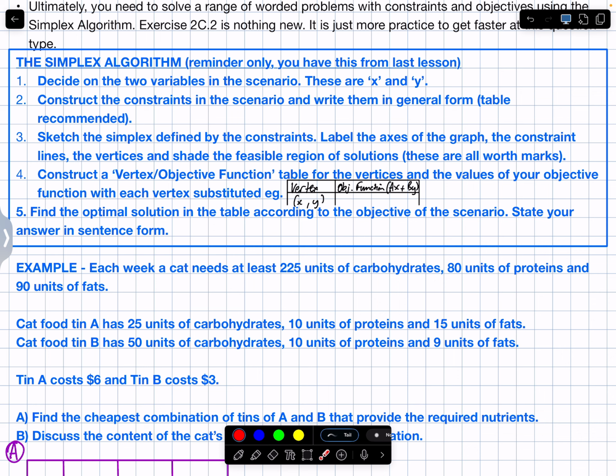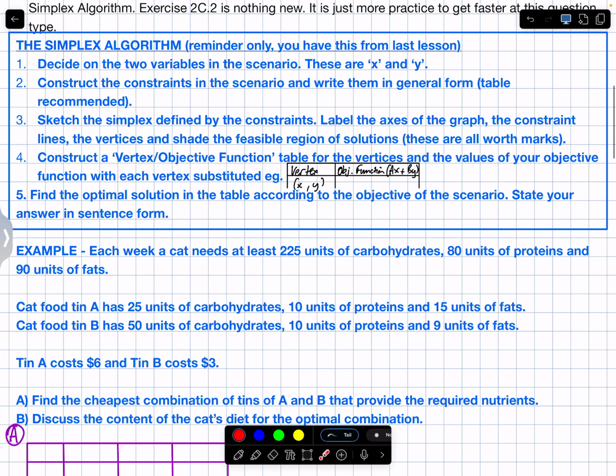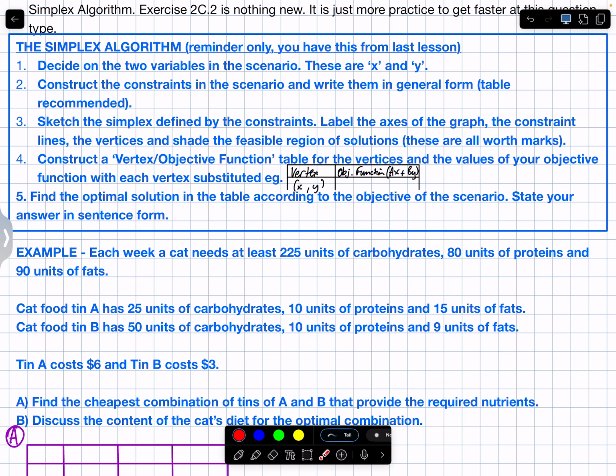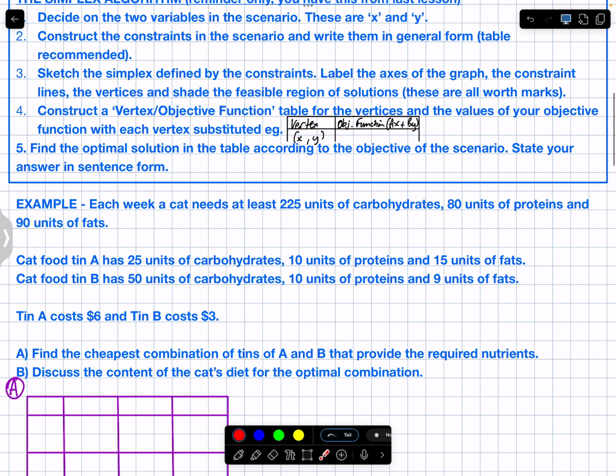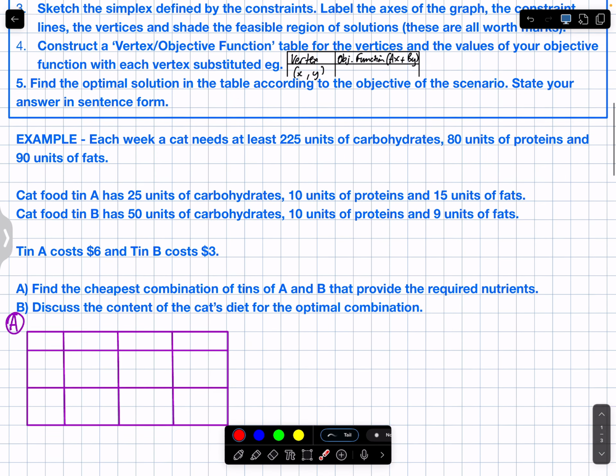What was new about Monday's lesson? You made a little table. What was the purpose of the table? It was for finding the best option. Where were the best options? The best options were on the corners of your colored in area. That's what the simplex algorithm was about. And then the last step was answering in sentence form. So let me demo this.